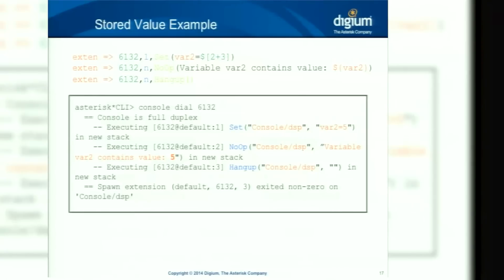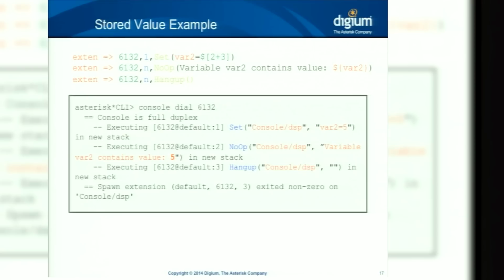We'll see the actual result of that expression. And so in no-op, var2 contains value, etc. We can see that play out here in the dial plan. var2 contains value 5. All right. Here we're going to reference, or dereference, the count variable within an expression, the evaluation of which will be set to count.